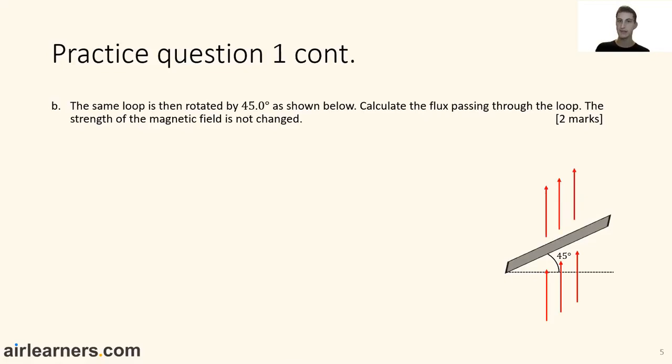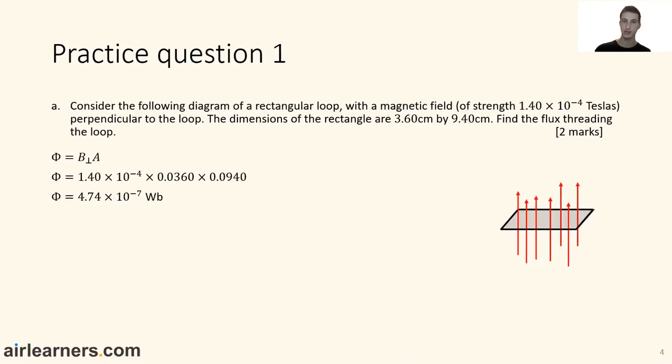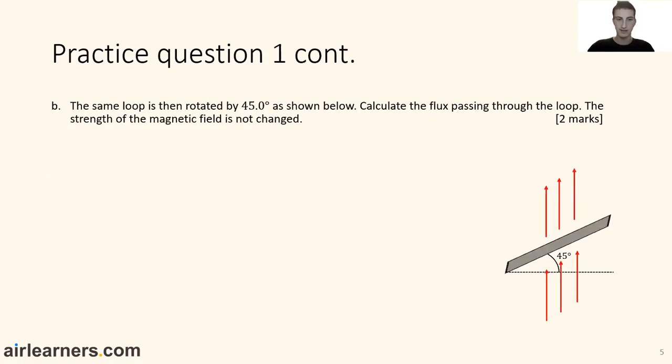Making it slightly more complex now, the same loop is rotated 45 degrees from the horizontal, as you can see there. I'd like you to now calculate the flux passing through the loop. Note that the strength of the magnetic field from the previous question, which is 1.4 times 10 to the power of -4 Teslas, doesn't change. Keep that in mind when you do this question, also worth 2 marks.